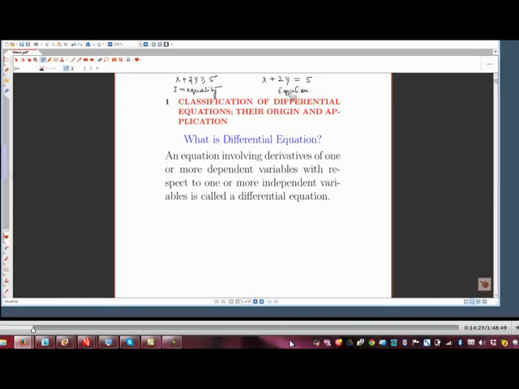So we are learning differential equations in this course. First of all, it has to be an equation, and secondly, this equation will involve derivatives of one or more dependent variables with respect to one or more independent variables, and will be called a differential equation. Now, what do these two terms mean, dependent variables and independent variables? They are the key terms here.